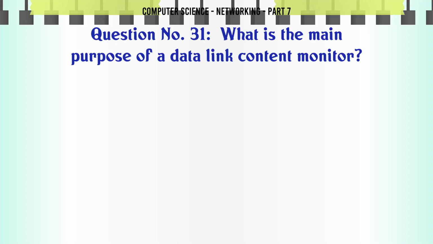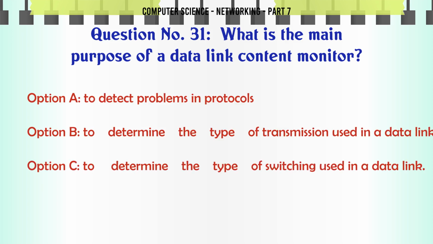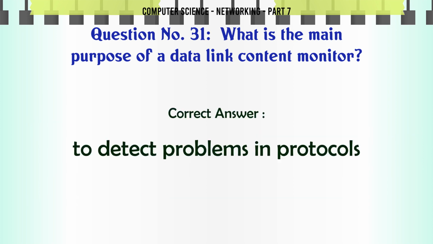What is the main purpose of a data link content monitor? A. To detect problems in protocols. B. To determine the type of transmission used in a data link. C. To determine the type of switching used in a data link. D. To determine the flow of data. The correct answer is to detect problems in protocols.